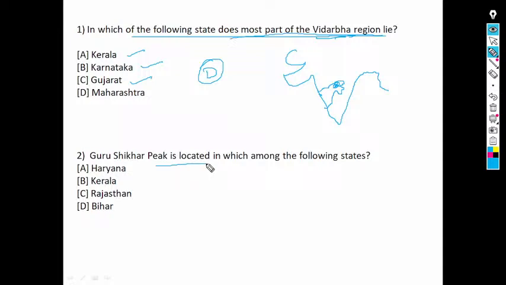Then, Guru Shikhar Peak is located in which among the following states? Haryana, Kerala, Rajasthan, or Bihar. Guru Shikhar Peak is located in which state? The answer is C, that is Rajasthan.